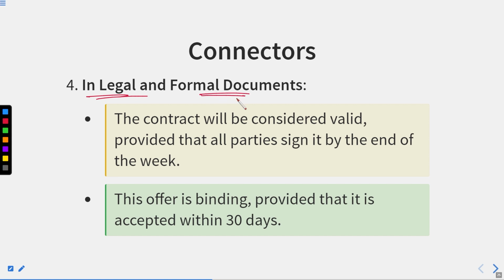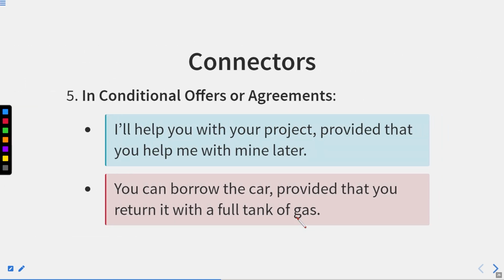In legal and formal documents, the contract will be considered valid, provided that all the parties sign it by the end of the week. It means the contract will be considered valid only if all the parties sign it by the end of the week. This offer is binding, provided that it is accepted within 30 days. It means the offer will be binding, provided that there is a condition that it will be accepted within 30 days. Only after that will it be valid.